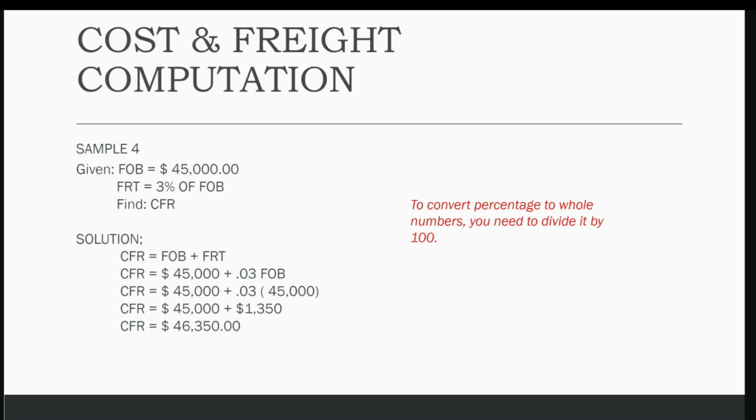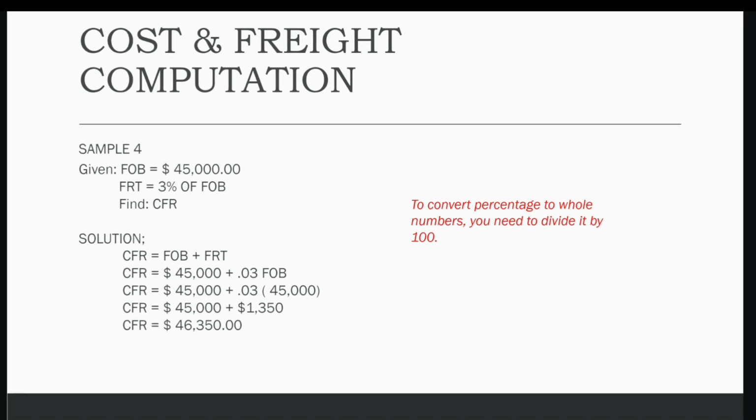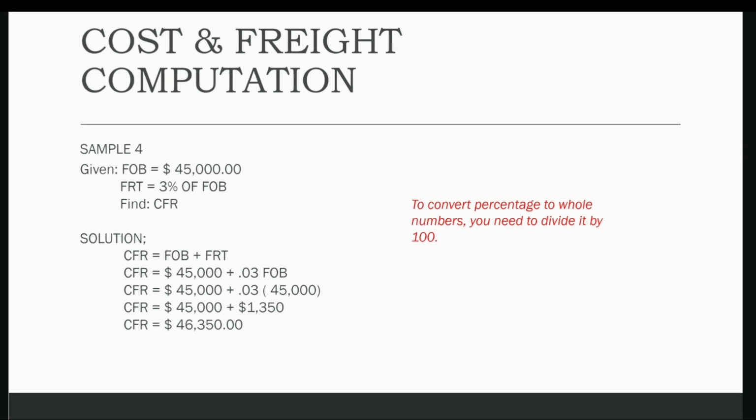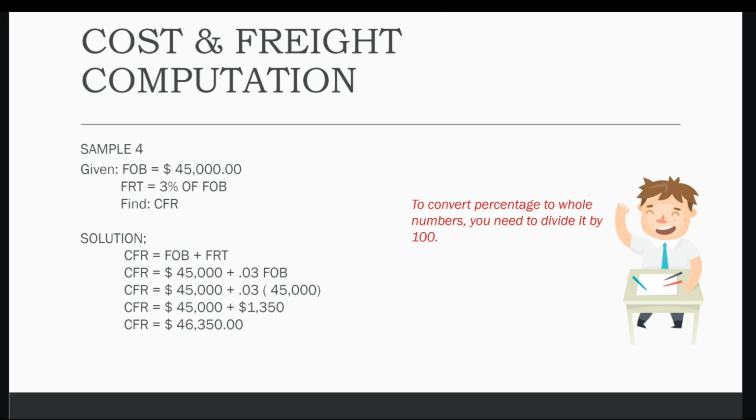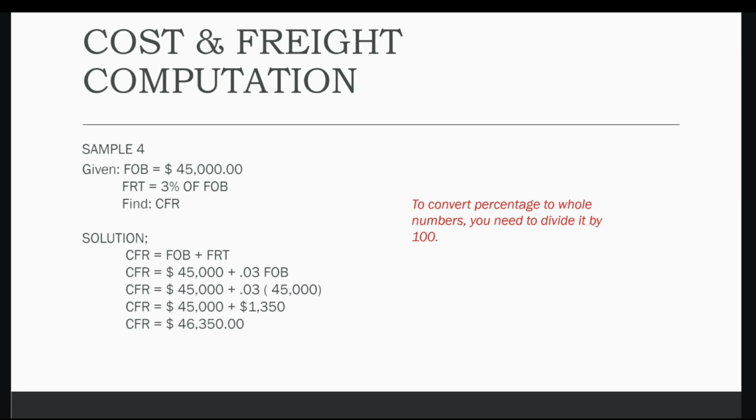Again, to convert percentage to whole number, we need to divide it by 100. So 3% divided by 100 will be 0.03. Then 0.03 multiplied by your FOB to get the 3%, and you'll get 1,350. Then just substitute by using the CFR formula, which is FOB plus freight, and you'll get the value of your CFR, which is 46,350 US dollars. That is just a simple CFR problem, being solved by substitution of values.